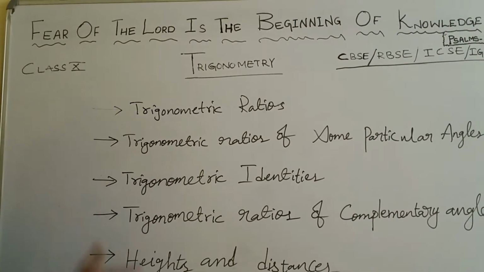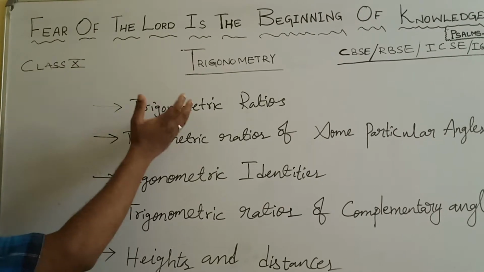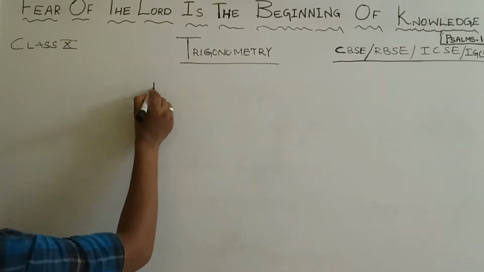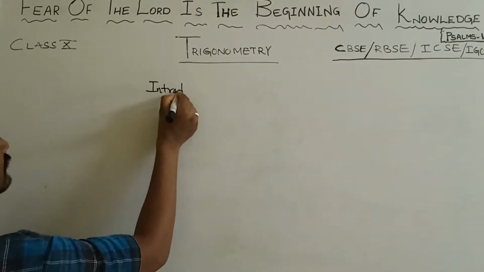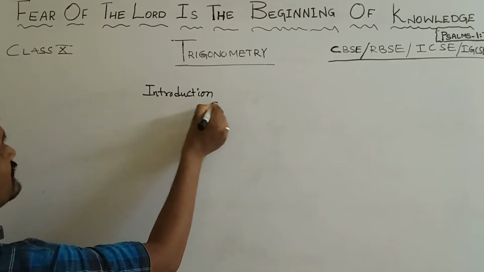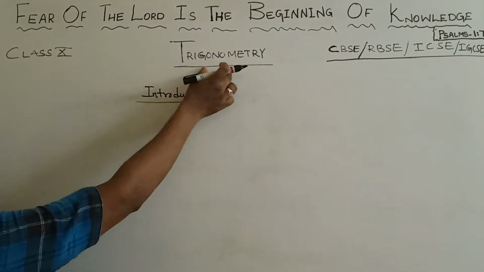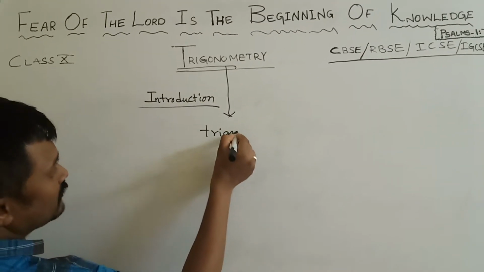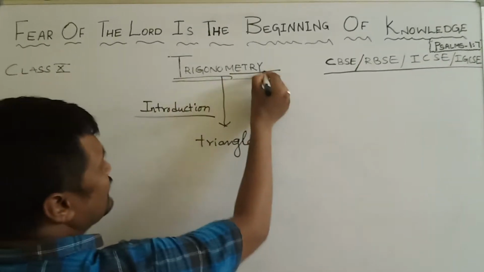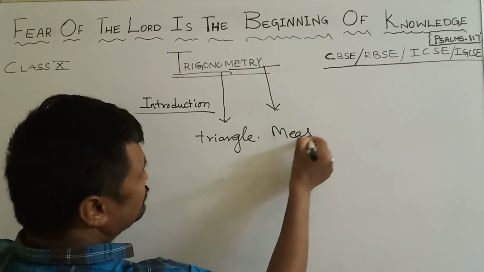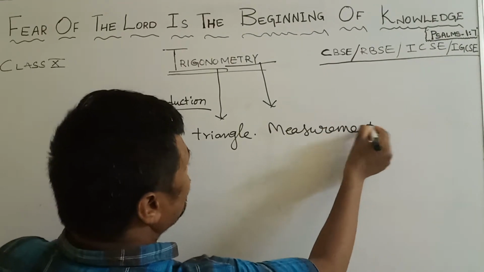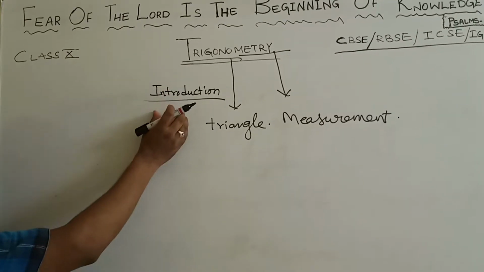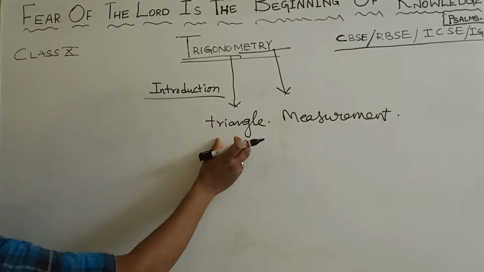Okay. So now first we are going to discuss the introduction of this trigonometry. Before going to this, what is it here? Trigono is nothing but triangle. Okay, and metry is nothing but measurement. So what does trigonometry mean? Basically it's a branch of mathematics which deals with triangle measurement.